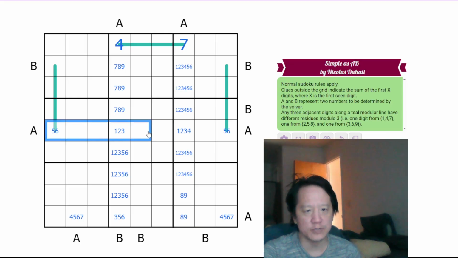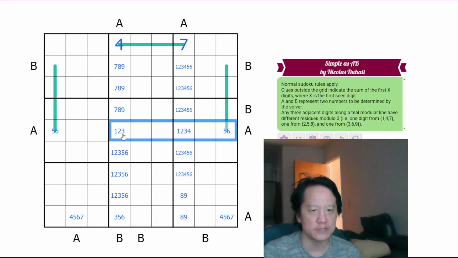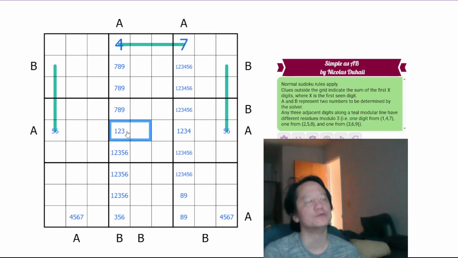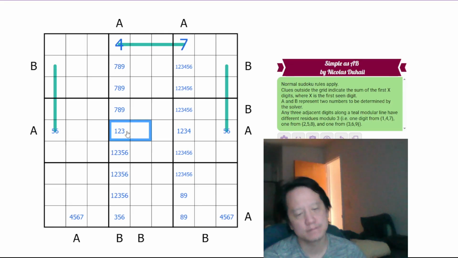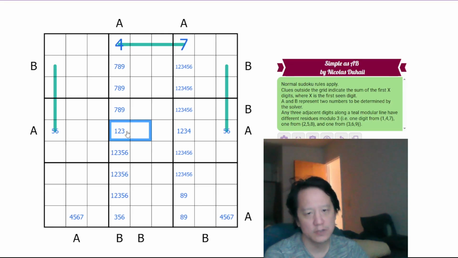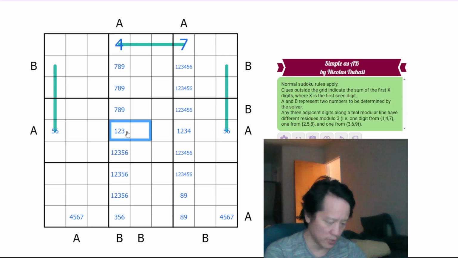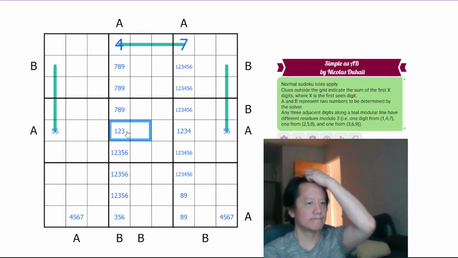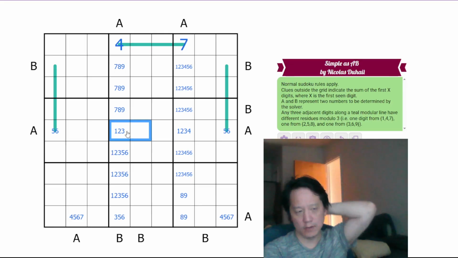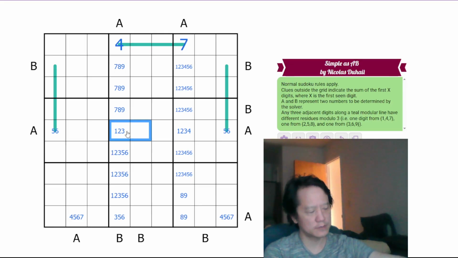So one of these is going to be 5, and then the other one's going to be 6. And the overlap has to add up to 11. Certainly possible. Okay, so overlapping does work. 28 plus 28.